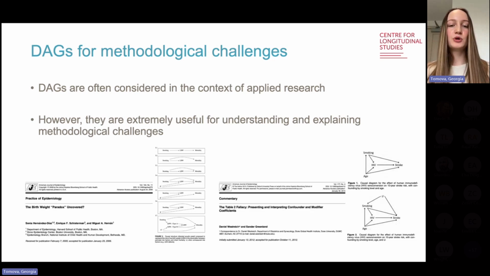graphical way. For example, one of the most important things that DAGs have helped explain or understand is the so-called birth weight paradox, where smoking appears protective in low birth weight babies compared to non-smoking. And actually, this is one of the classic examples of collider bias. And there are many other things that DAGs have helped explain methodologically. And that's why we believe it's really useful to also look at mode effects and the different implications using DAGs.